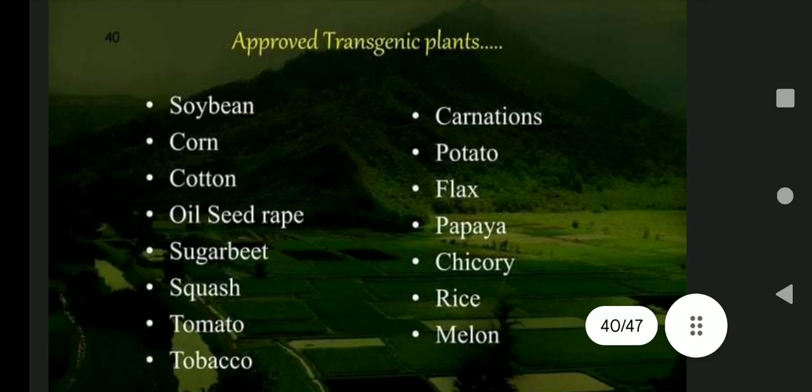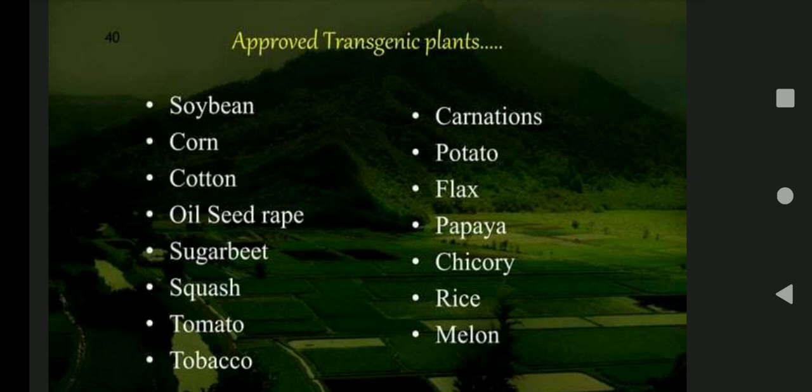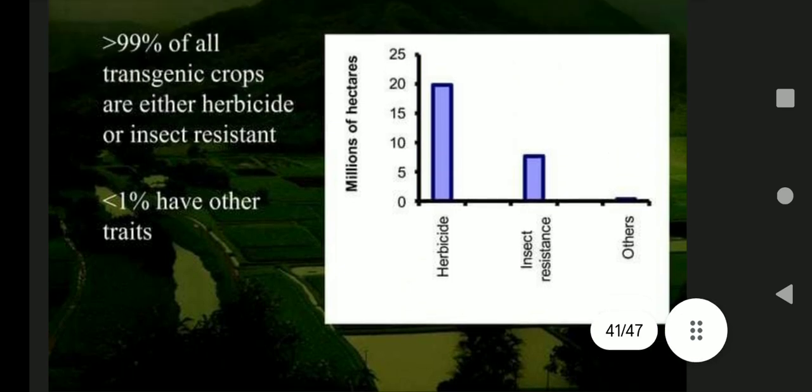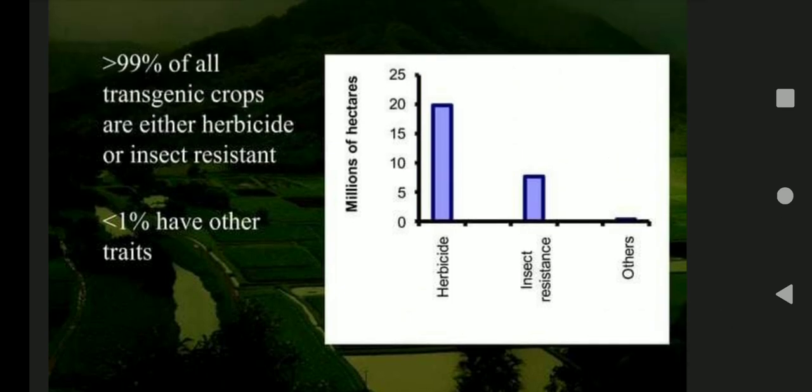So what are the approved transgenic plants available in the market? They are soybean, corn, cotton, sugar beet, squash, tomatoes, tobacco, carnations, potato, flax, papaya, chicory, rice and melon. Now, greater than 99% of the transgenic crops are either herbicide or insect resistant in nature, and only less than 1% have other traits.